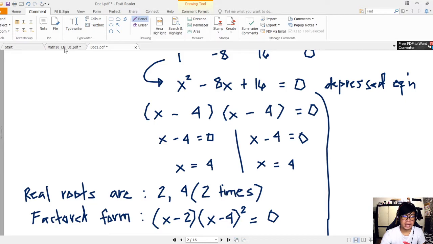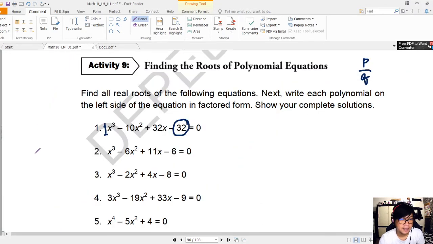So, the factors are 2, 4, then 2 times 4. So, three. Three, because we are looking for real roots. Sige. Let's try number 2.